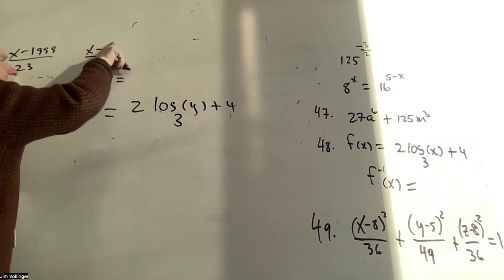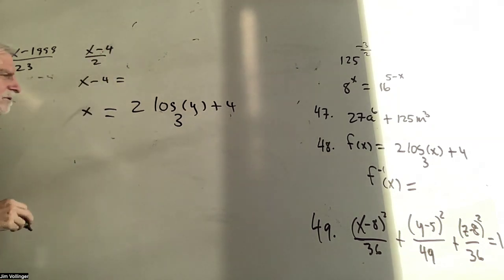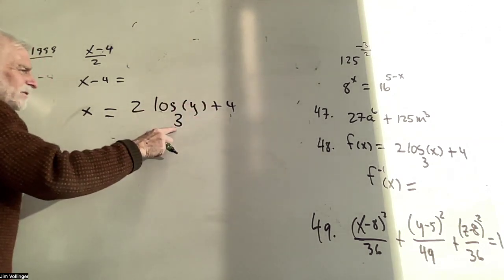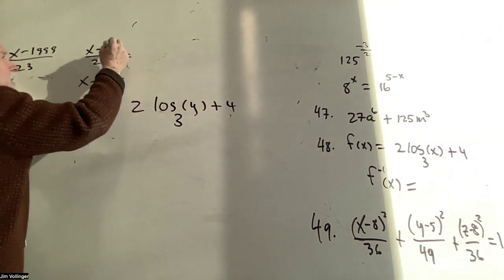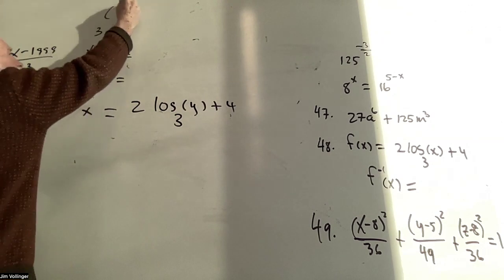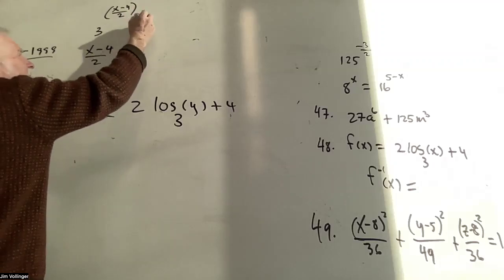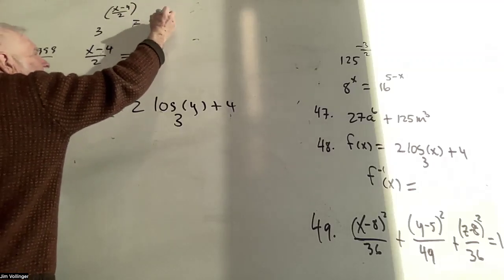Oh, I knew I did something stupid. It's the end of the video. I always do. So we got rid of the 2. We got rid of the 4. What's the inverse of log base 3? 3 to the exponent, x minus 4 over 2. That is my new function, f inverse of x.